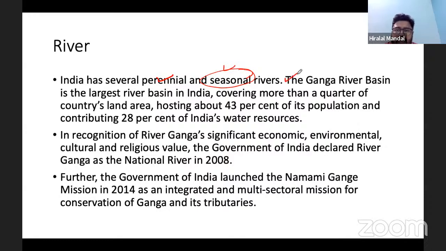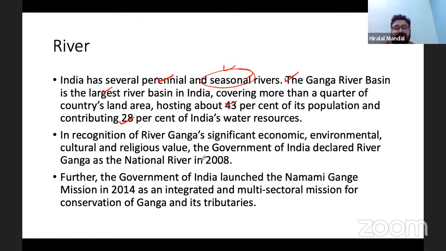But among them, the one river that is very important is the Ganga river. The Ganga river basin is the largest river basin in the country, covering almost one quarter of the land area of the country. It hosts 43% of its population, and it contributes 28% of India's water resources. In the sense that the Ganga is extremely important for the country. In fact, it is a lifeline for the entire northern part of the country.